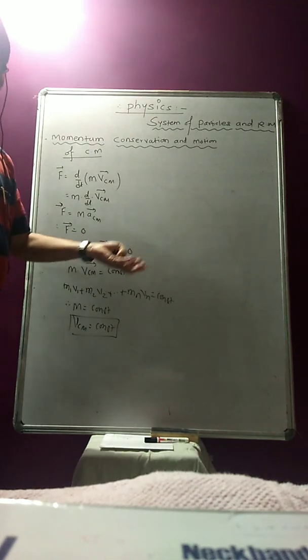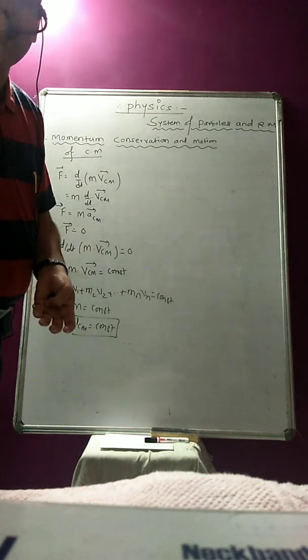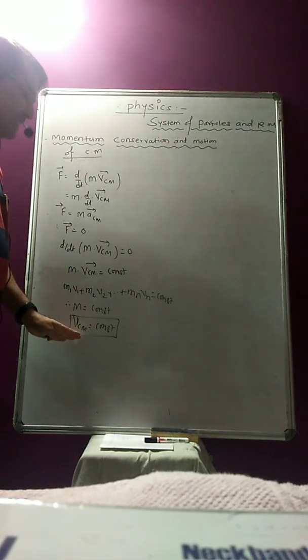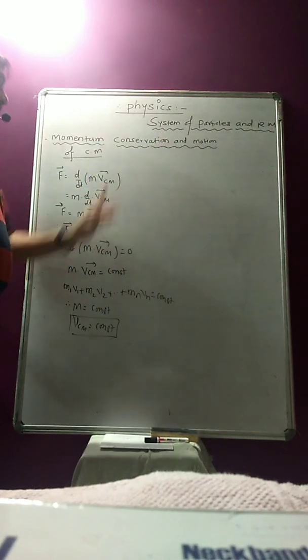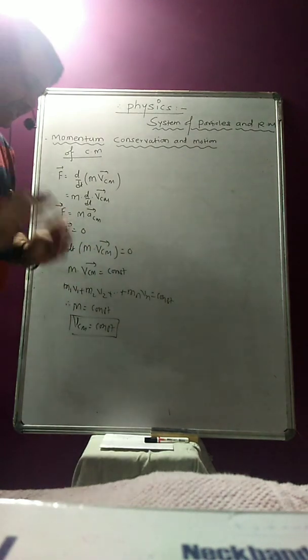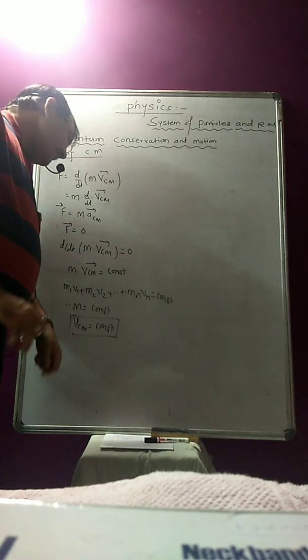If no external force is acting on the system, the body remains in the state of rest or uniform motion. So the body remains in the same state of motion, that is linear motion. For the velocity of the center of mass, the motion of the center of mass will be along the same straight line. So that is momentum conservation and motion of center of mass.